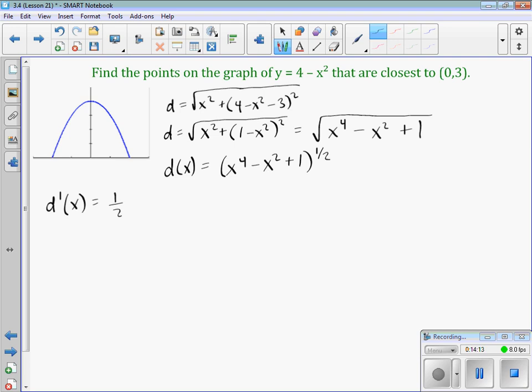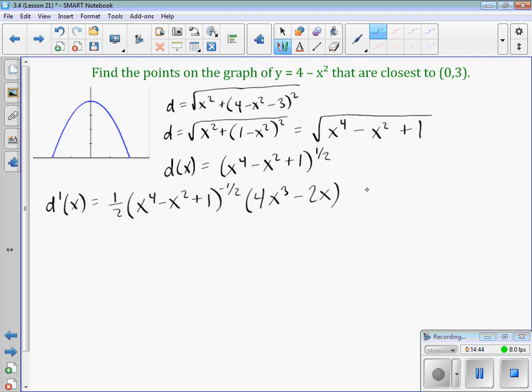Pull the 1/2 down, leave the inside alone, and it's raised to the negative half. And then multiply by the derivative of the inside: 4x cubed minus 2x. Questions there? Now, I don't know if you guys see this or not, but can I pull a 2 out of both of these? So if I factored a 2 out, wouldn't it cancel with this half?